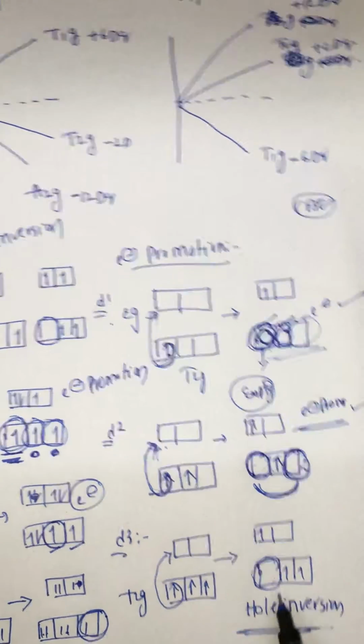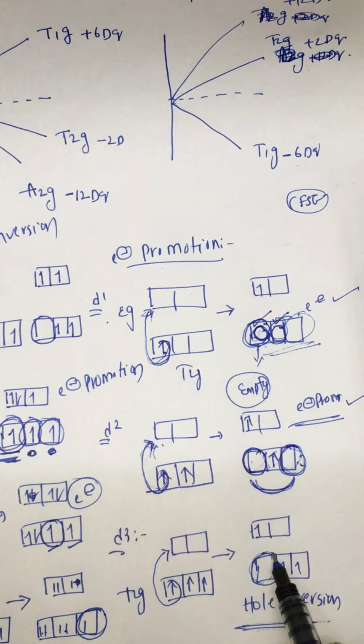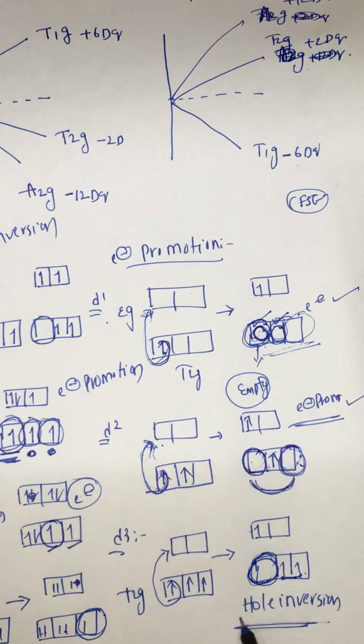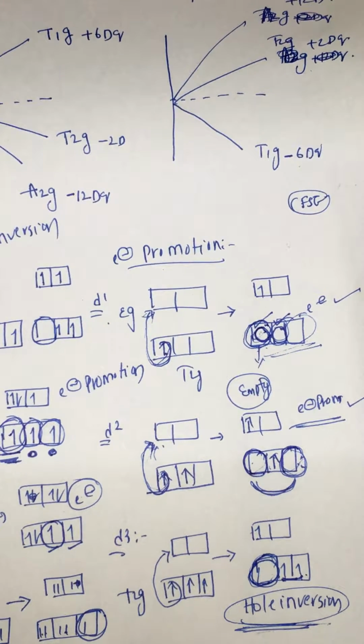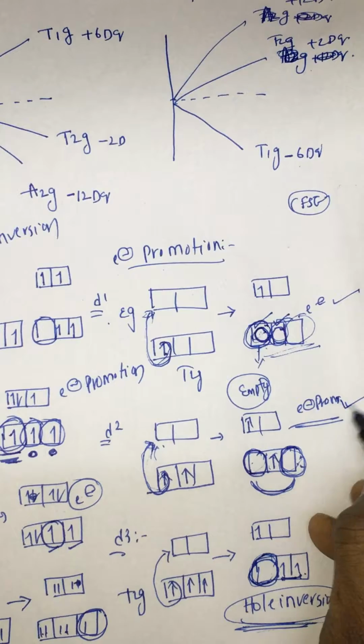And in case of D3, here we can see an empty orbital is forming, but the other orbitals are not empty. They are having single electrons, and these two are different from this orbital. So that's why it comes under hole inversion. Two same orbitals have to be there, then it comes under electron promotion.